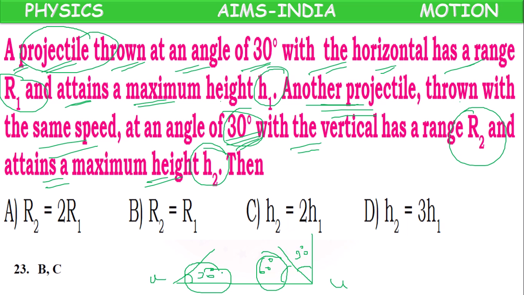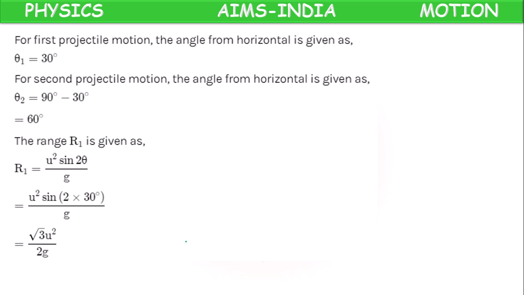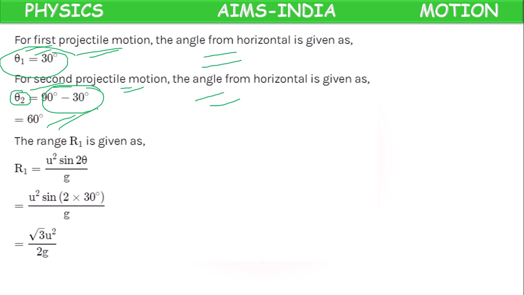The first time it has covered a range of r1. Second time it has covered a range of r2, and heights of h1, h2. So then, what is the relation between them? For the first projectile motion, the angle from horizontal is 30 degrees. For the second projectile motion, the angle from horizontal, theta 2, equals 90 minus 30, which is equal to 60.